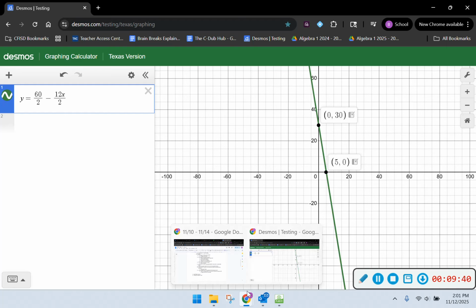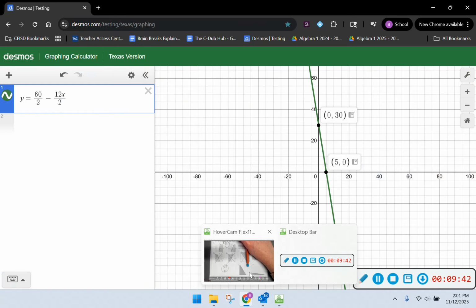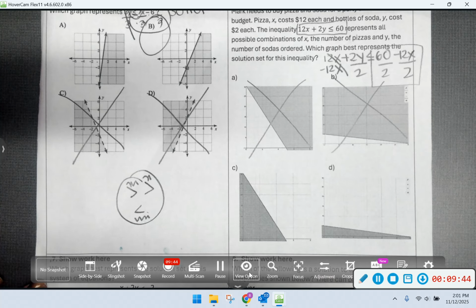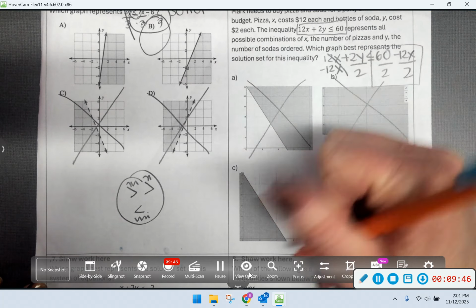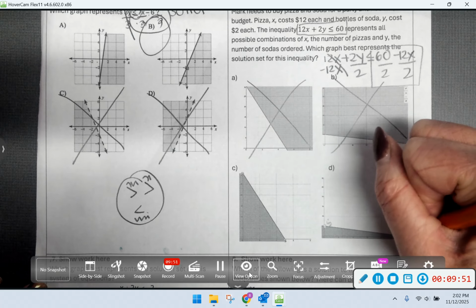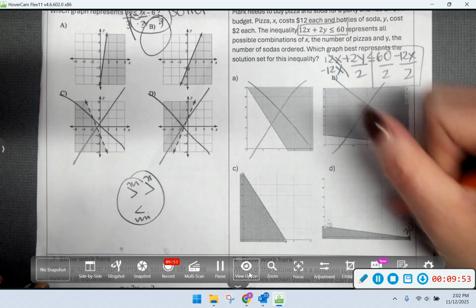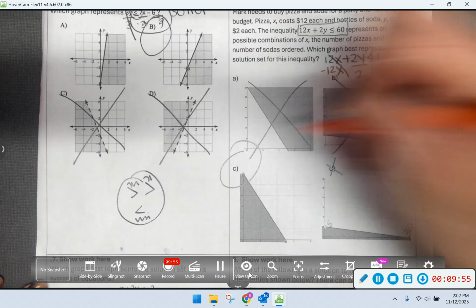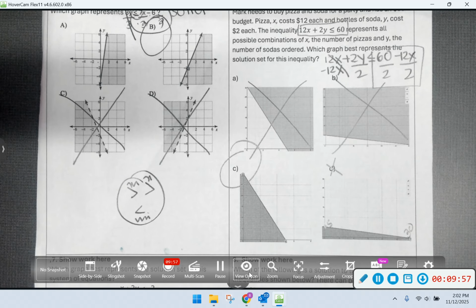So I'm going to go back to my camera. Okay, this one looks like it's 30, and this one's 5. This one, my y-intercept is 5, my x-intercept is 30, so that's not going to work. So my answer is going to be C. And it'll look better on your screen on Schoology, I promise.